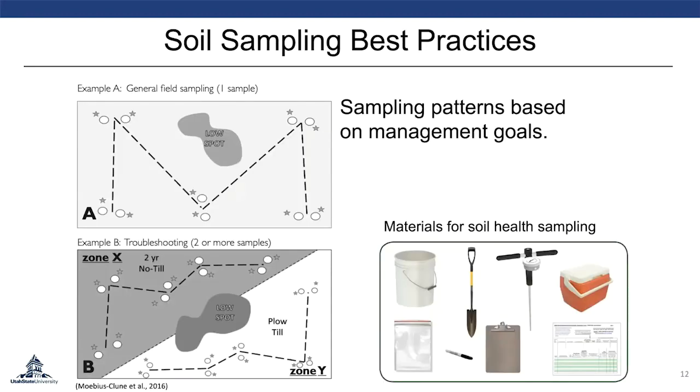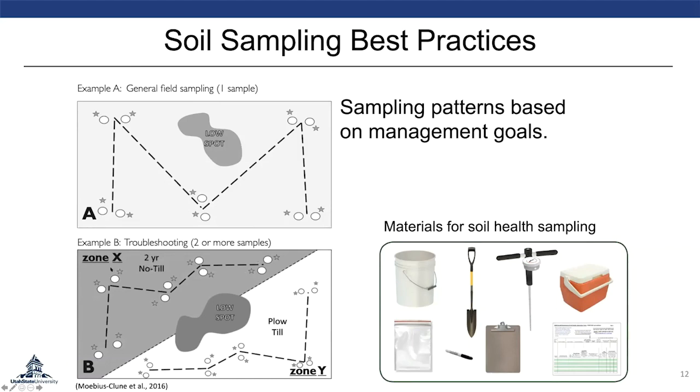So the soil sampling best practices, you really want to follow a consistent pattern. And that's going to be based on the kind of goals that you have for your management. So for example, in this top figure, if you know that your soil is pretty uniform, you get uniform yields throughout the field, except there's this one trouble spot, you can take a composite sample throughout the field.